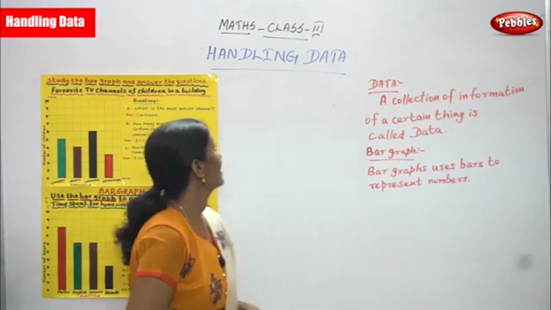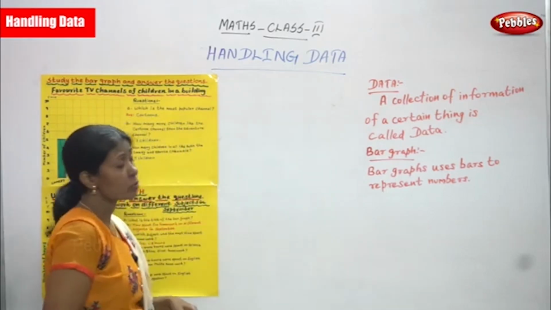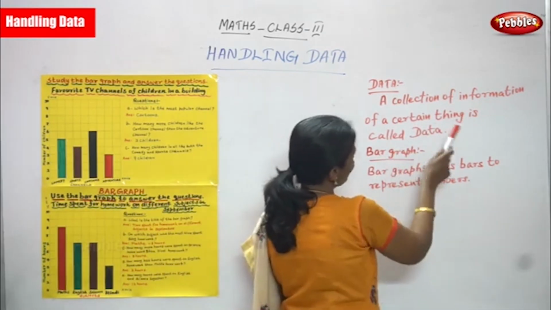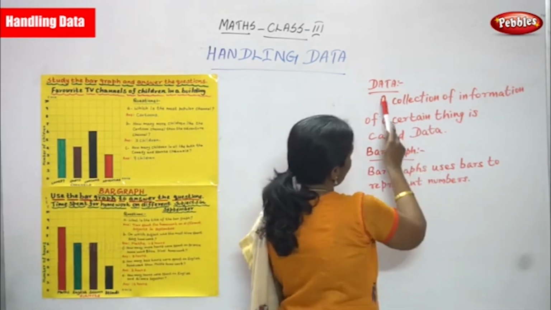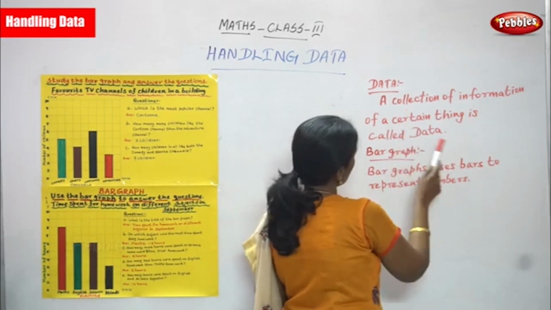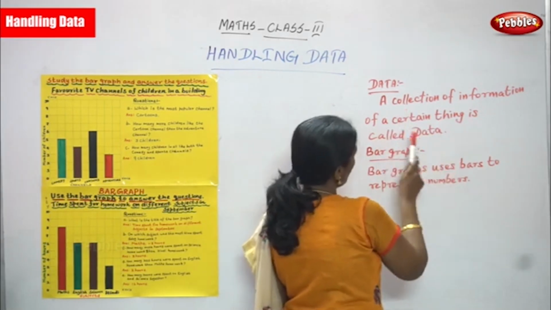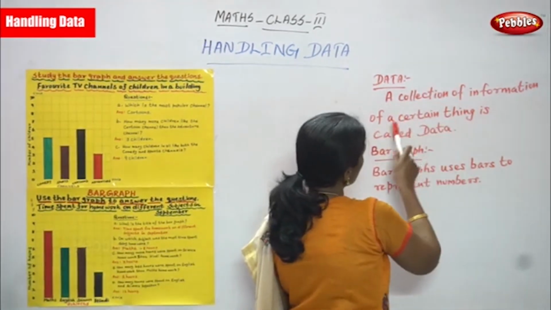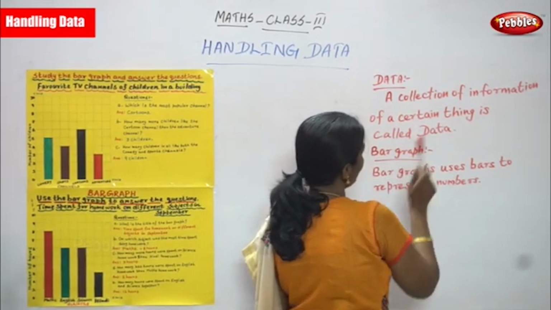Now we are going to see handling data. First, you must know what data is. Data means a collection of information of a certain thing. I'll repeat once again: a collection of information of a certain thing is called data.